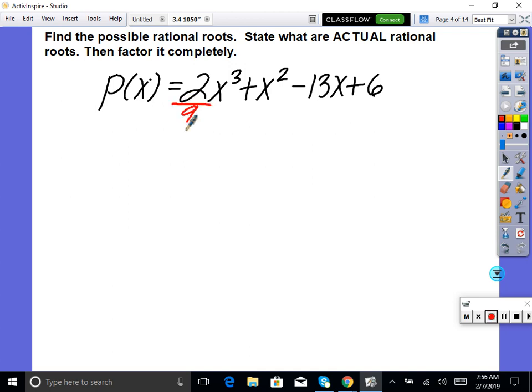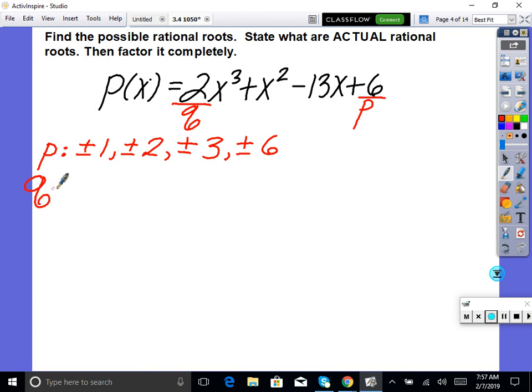Okay, so Q comes first, P is last. So then I go up to the side and list out all the factors of P. I go in order. So factors of 6: plus or minus 1, plus or minus 2, plus or minus 3, plus or minus 6. Agree? Now factors of Q would be plus or minus 1, plus or minus 2. So now what I'm going to do is list out all possible P divided by Q's, because these are the possible fraction or whole number roots that that polynomial could contain.